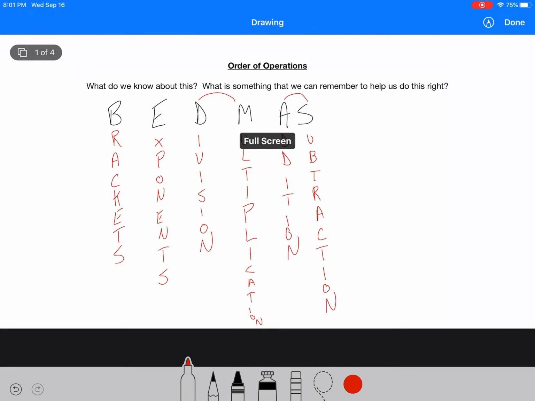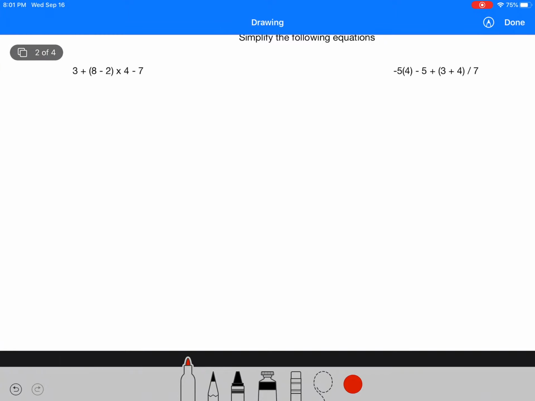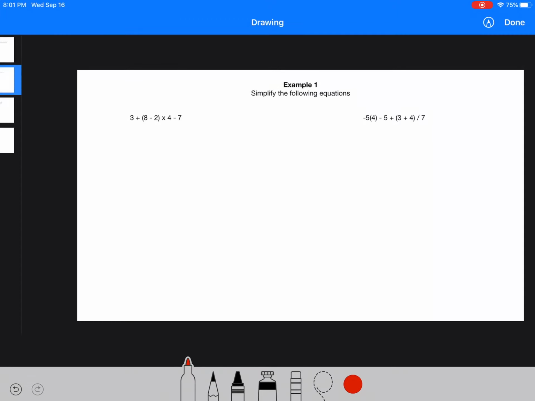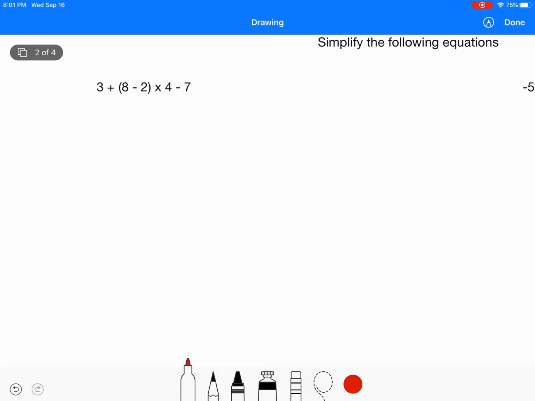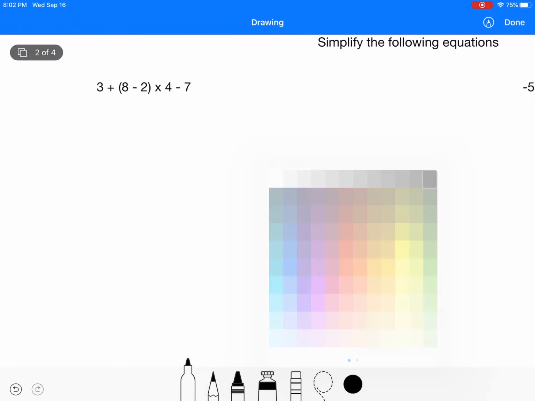Okay? So let's look at a couple examples. So first, it says simplify the following. Now simplify just means do BEDMAS as much as you can. There's no equal sign, so we can't actually solve for anything. So we're going to put an equal sign below. We'll go back to black here. We're going to have equals, and then I'm going to do the brackets first because I'm doing BEDMAS. So I'm going to leave everything else.